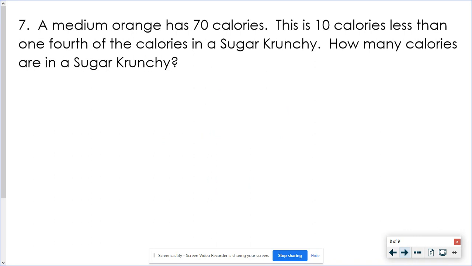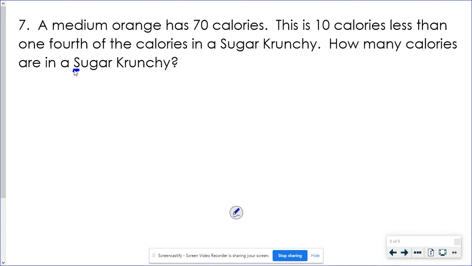And here's our last one. A medium orange has 70 calories. This is 10 calories less than 1/4 of the calories in a Sugar Crunchy. How many calories are in a Sugar Crunchy? Okay, I wrote this one specifically to be similar to a problem on your practice today. The O for orange is not a good variable. We do not like to use O's. I'm not looking for that anyway, though. I'm looking for how many calories we have in a Sugar Crunchy.